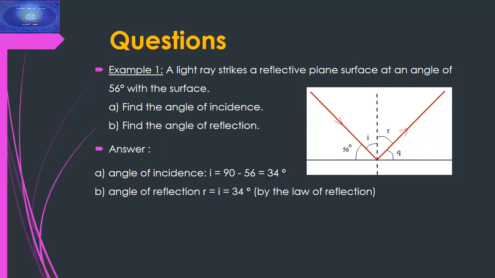Second question, find the angle of reflection. From the first law of reflection, incident angle equals reflected angle, so the reflected angle equals 34 degrees also.